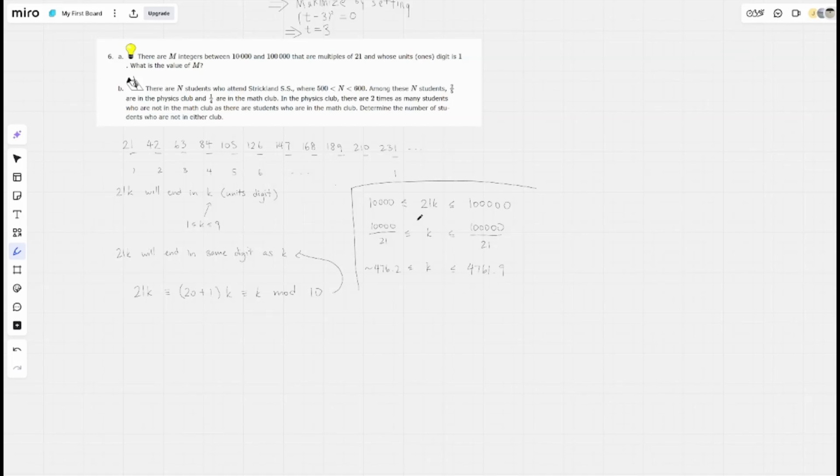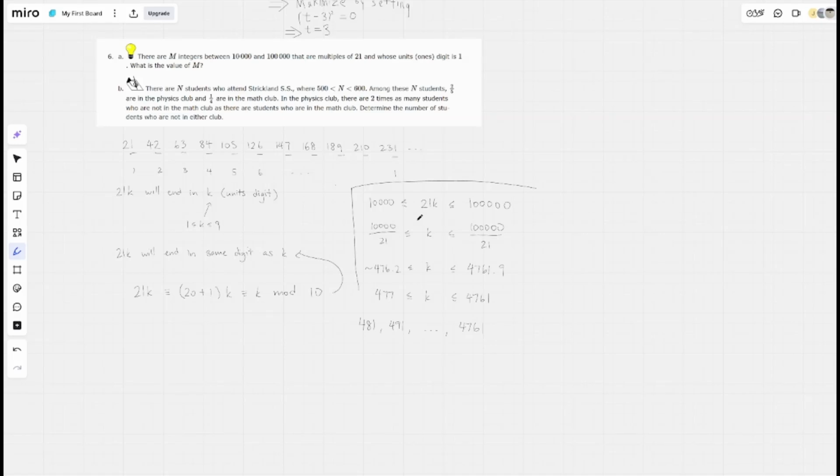Since k is an integer, we know that k can't be 476 or less. Therefore, we have 477 less than or equal to k is less than or equal to 4,761. Now we only care about the k that end in 1. So the smallest one that works is 481, and then after that we have 491, all the way up to 4,761. So now the final step is just to count how many of these numbers there are.